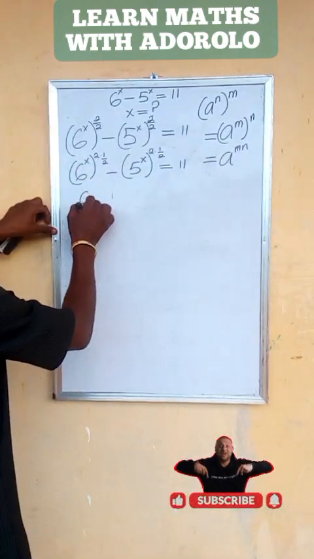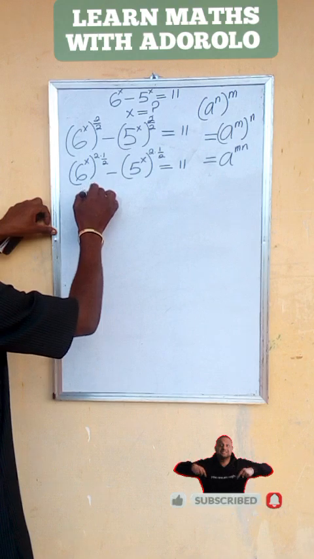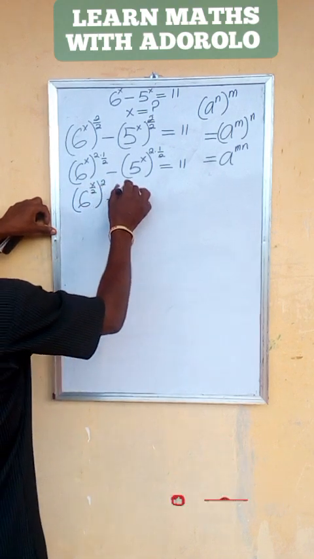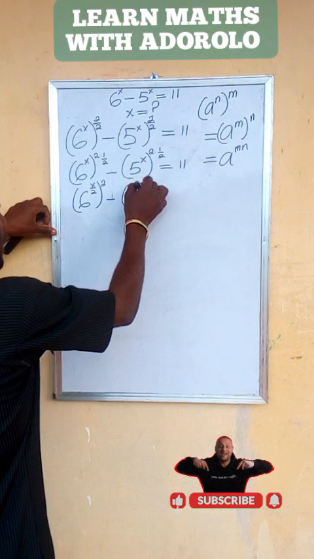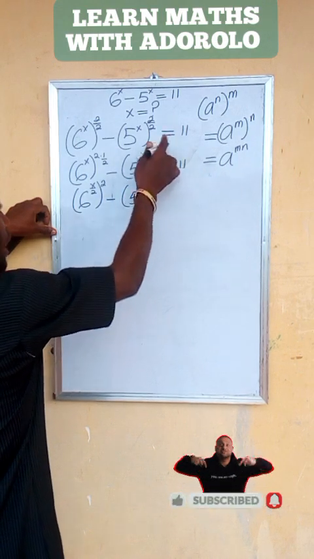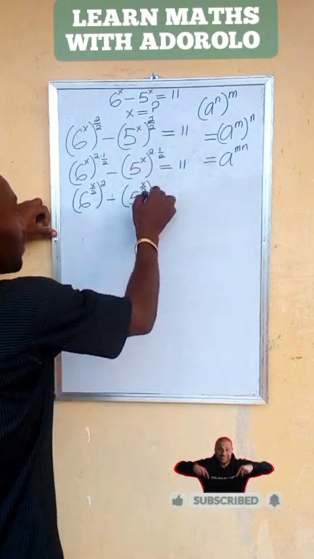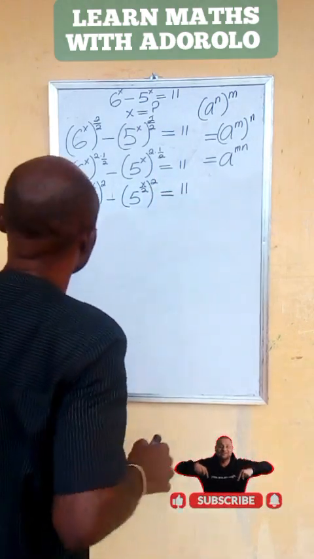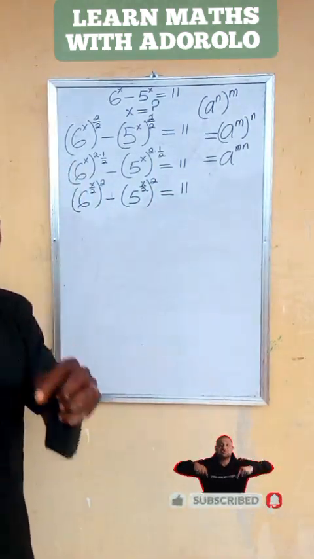So that we have 6x over 2, all to the power of 2, minus 5x over 2. We are using half to multiply x. All to the power of 2 is equal to 11.